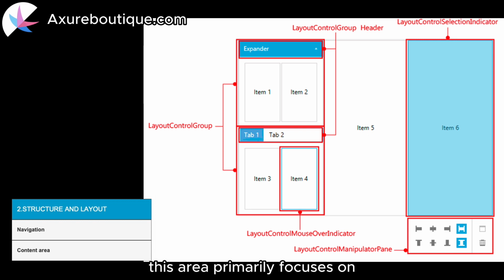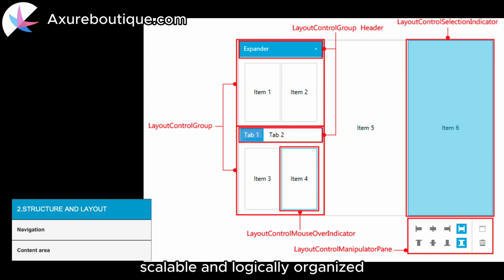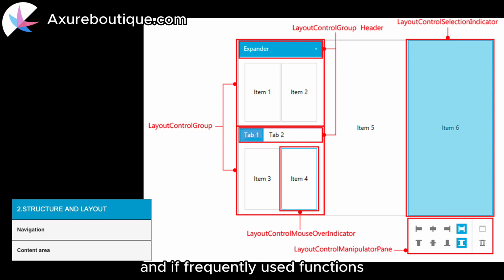Structure and layout. This area primarily focuses on the navigation and content of the design. When designing the navigation, it is important to consider if it is easily accessible, user-friendly, scalable, and logically organized. For the content area, you need to consider the types of content present, whether there are any special content types, how to highlight important content, and if frequently used functions are easily accessible to users, such as being placed within reach on the first screen.